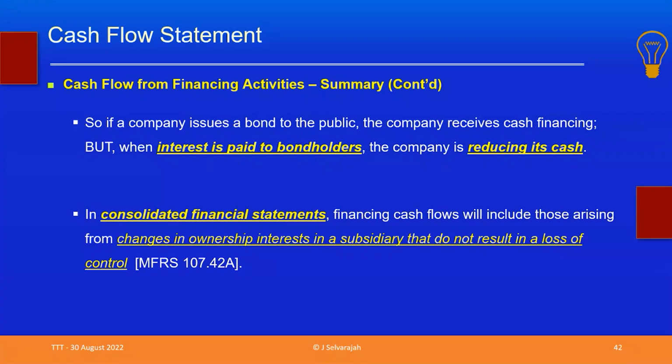What will that be? So what it says here is, in the consolidated financial statement, financing cash flow will include those arising from changes in the ownership interest in the subsidiary. In our example, from 80% to 70%, that do not result in the loss of control. You still control the subsidiary at 70%. So when you move from 80 to 70, this is called financing cash flow. All right.